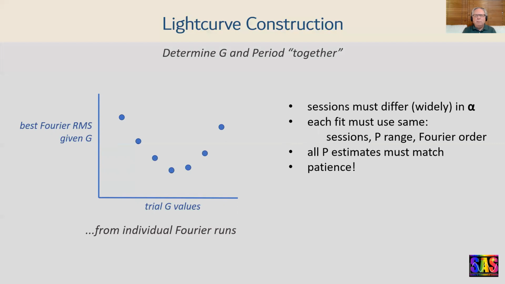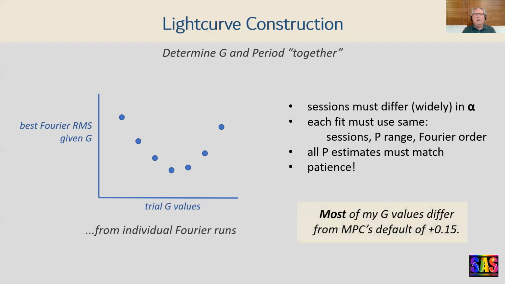Given these conditions, the sessions, of course, must vary in phase angle or there's no G dependence to talk about. For each fit, you really should use the same sessions, the same period range, the same Fourier order, and all the period estimates have to match. No fits by exclusion. And another requirement is observer patience. But you just make a pot of coffee and get it done.